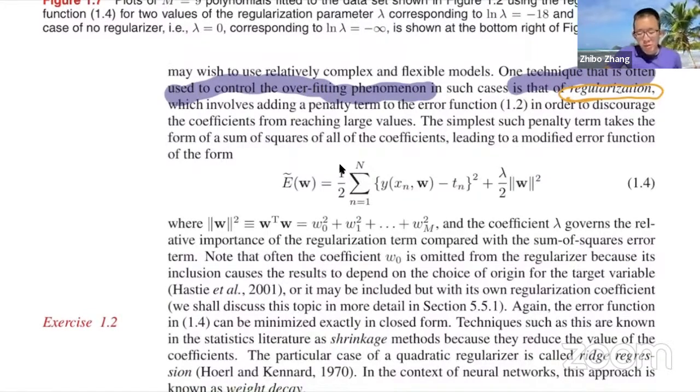Which involves adding a penalty term to the error function in order to discourage the coefficients from reaching large values. The simplest such penalty term takes the form of a sum of squares of all the coefficients, leading to a modified error function of the form. You see that apart from just the sum square error term, there's also another term that constrains the scale of the weight parameter. So basically, if you increase the scale of W, the penalty will increase accordingly.